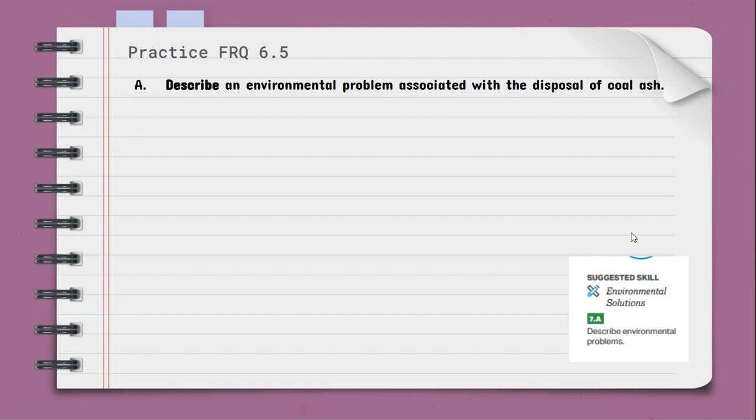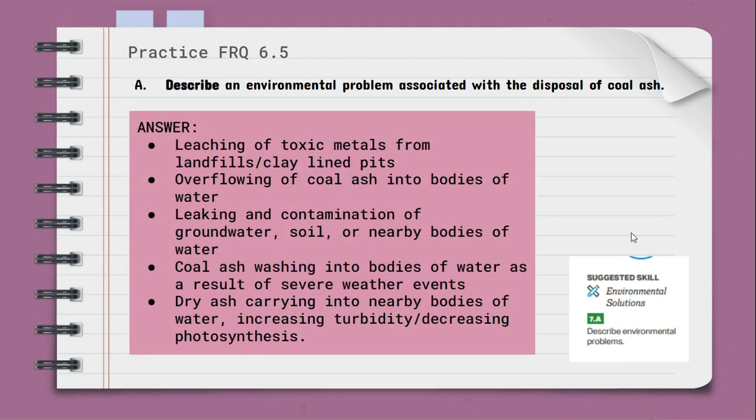Okay, lastly, this is our practice FRQ for 6.5. So if you want to take a moment and write this in your practice FRQ journal and on the Edpuzzle. Here it states, describe an environmental problem associated with the disposal of coal ash. Right? Here are some items that you could say that would be accepted answers in this case.